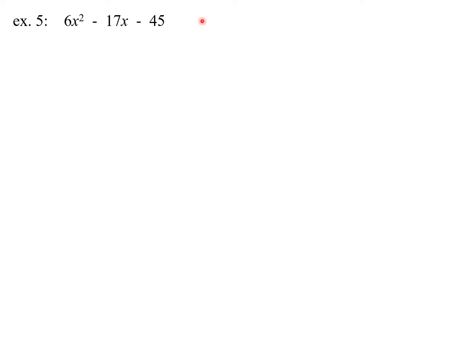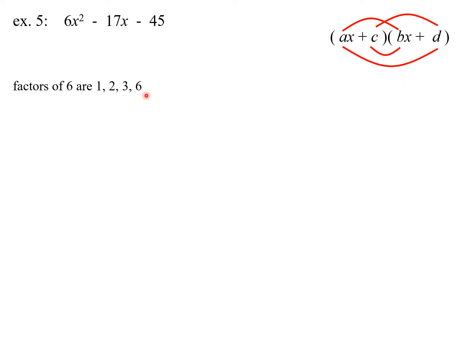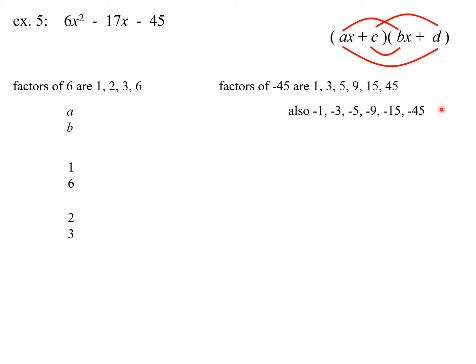All right, what about this one? This one's more complicated. Once again, I have a coefficient of x squared that is not 1, so it's going to be of this form. Now, factors of 6 are 1, 2, 3, and 6, which I'm going to write like this: 1, 6, 2, 3. 1 times 6 is 6, 2 times 3 is 6. And over on the right-hand side, I'm going to write factors of negative 45, which are these. And I'm going to pair them up. You know, there's lots of possibilities here.